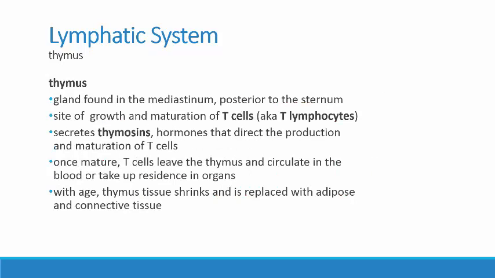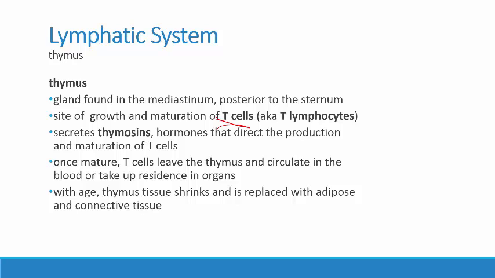The thymus is also a lymphatic organ. It's found in the mediastinum, just posterior to the sternum, kind of in the same area where the trachea is headed down toward the lungs. And it is the location where the T cells mature. Now, T cells are produced in the red bone marrow, but they are relatively early in their development when they are released into the circulatory system, and they make their way to the thymus.